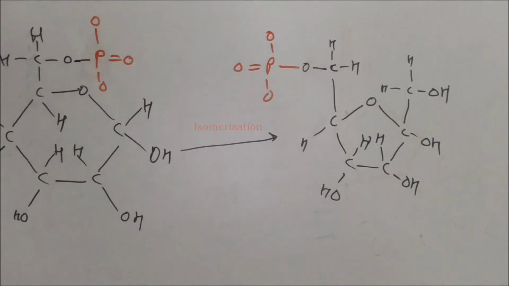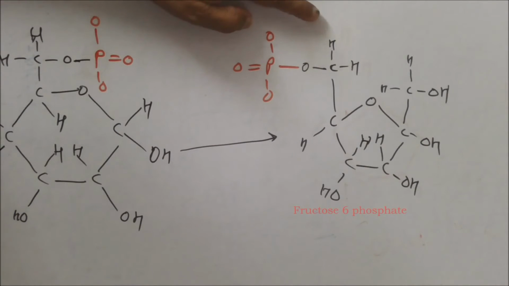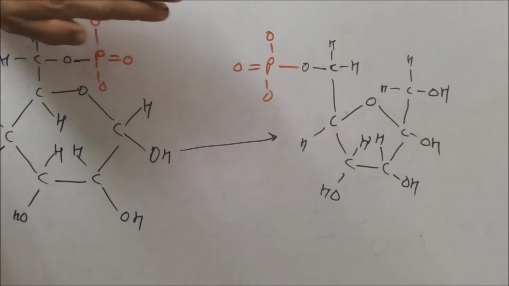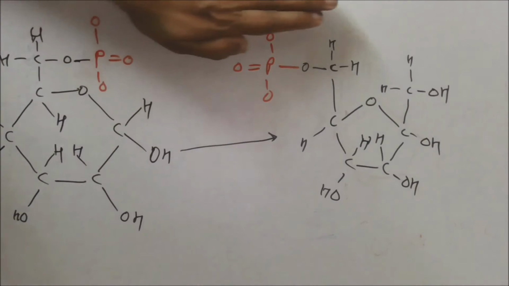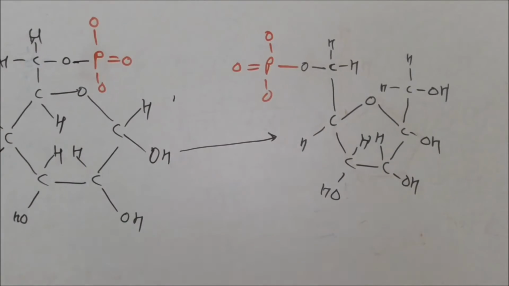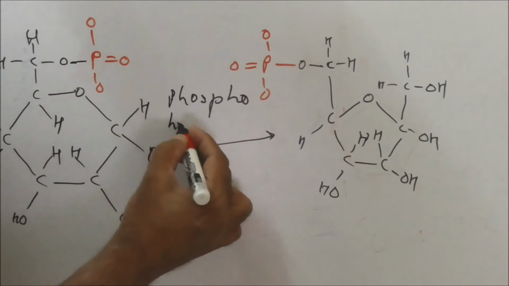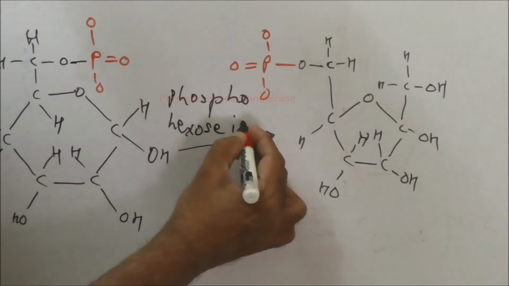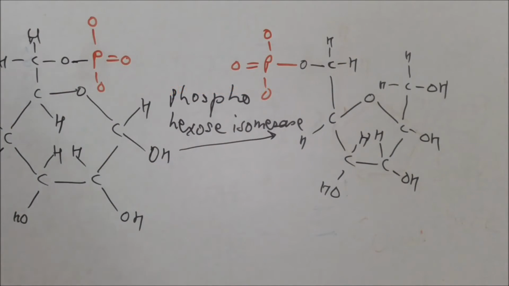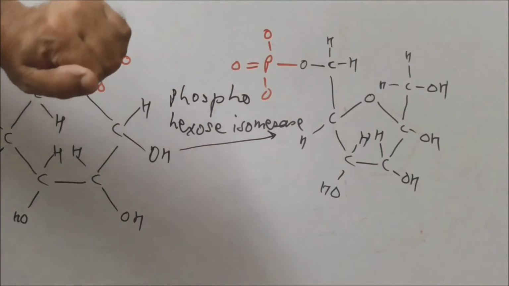In the next stage, glucose 6-phosphate is isomerized into fructose 6-phosphate. This is a fructose molecule. In the 6th carbon position, a phosphate group is attached. So it is an isomerization of glucose 6-phosphate into fructose 6-phosphate. This involves an enzyme called phosphohexose isomerase. That is a 6-carbon compound being isomerized into fructose 6-phosphate.